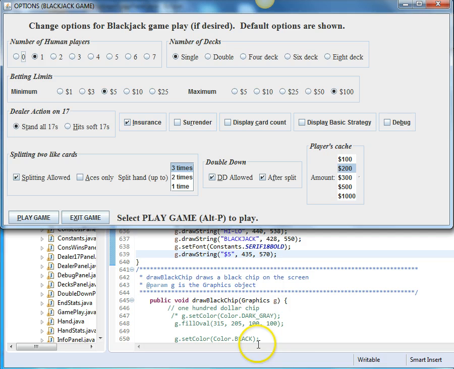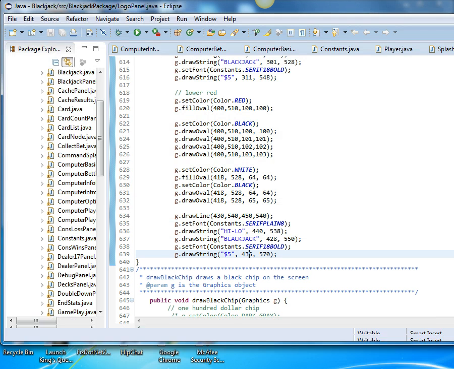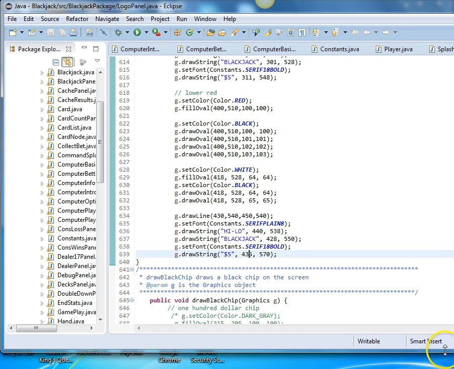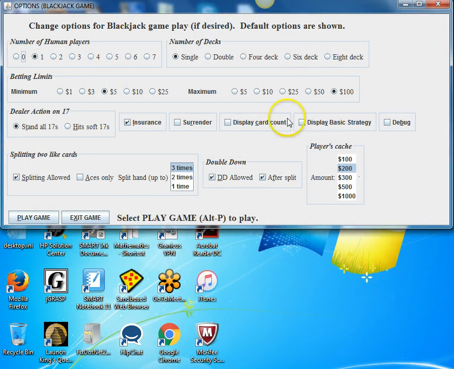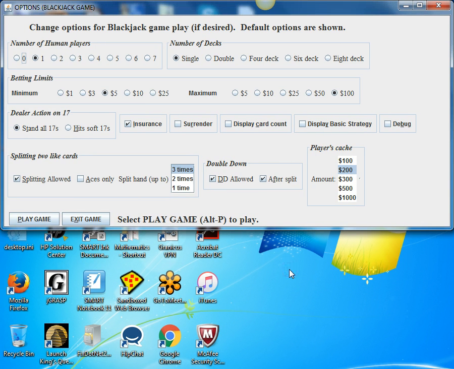So last time, let me see if I can close that window so it's not in the background. Last time I demonstrated the options for the game, so these are all the default options. Let's leave it at one player. Let's maybe do double deck. We can leave the betting limits alone, but let's go ahead and display the card count and display basic strategy.